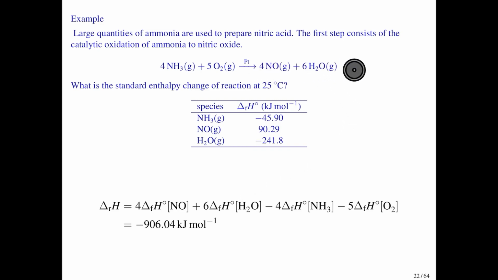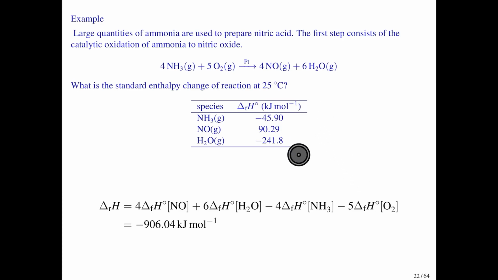Now that I've exhausted all of my products, I'm going to start in on the reactants. But I'm going to use minus signs for each reactant. So it's going to be minus 4 times the enthalpy of formation for ammonia. And then conceptually at least, it'll be minus 5 times the enthalpy of formation for O2.